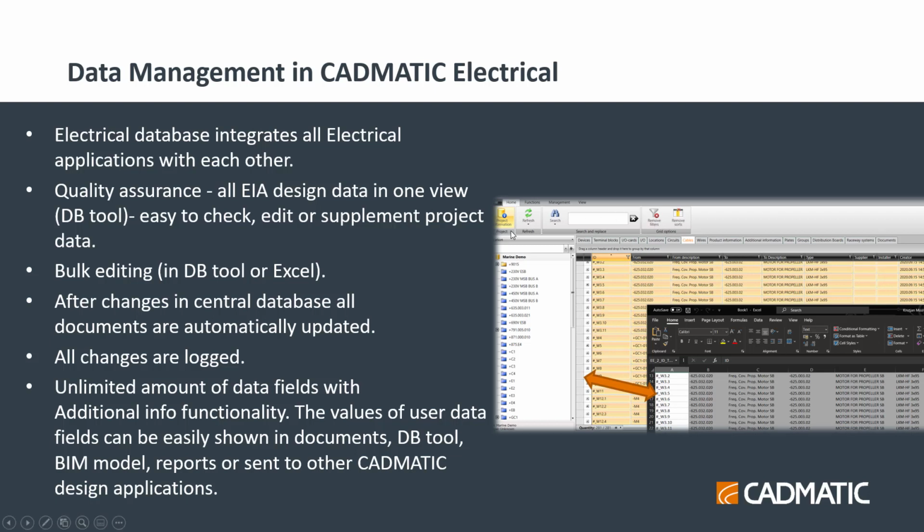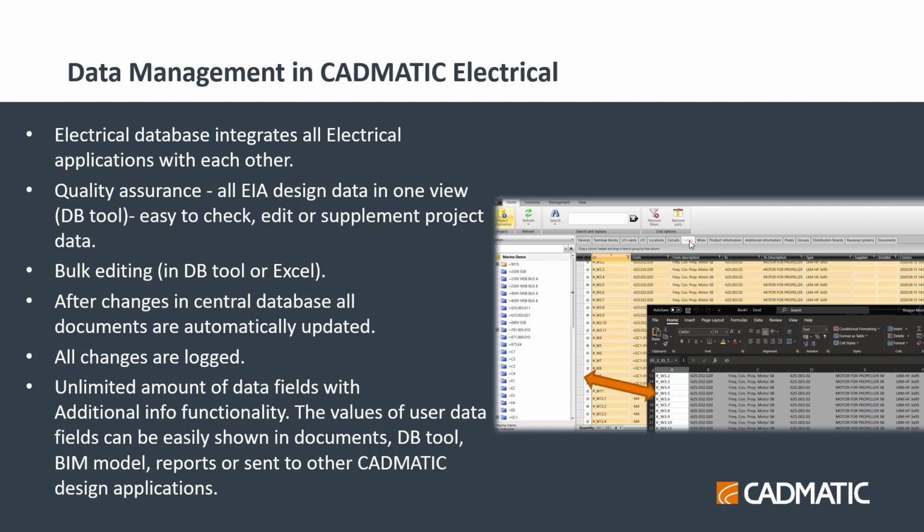So here is an example of the database tool. It is very easy to check the quality of the project, because you can see everything regarding devices under the devices tab. You can see everything regarding cables in one tab. If you have hundreds or thousands of documents, it's pretty difficult to check the documents, to check that there are no typing errors, that the cable types are correct, etc. So it allows the user to see everything, for example, concerning cables in one view.